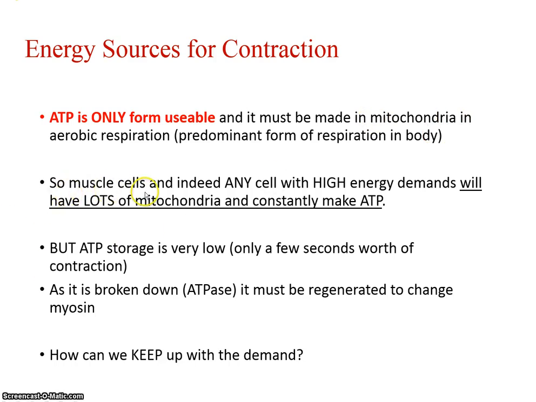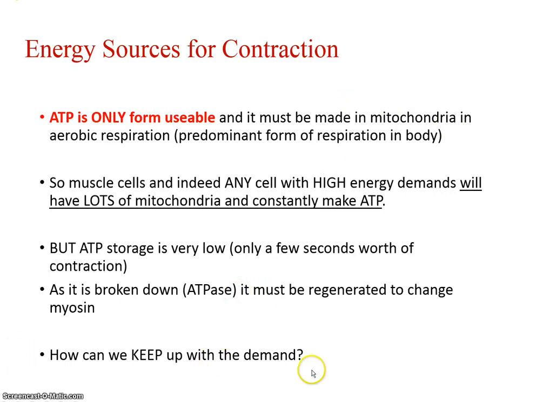Muscle cells, right? It said any cell with high energy demands, high needs for ATP, will have lots of mitochondria and will constantly be making ATP, constantly doing aerobic respiration. I do caveat, ATP storage is very low. It's such a volatile, unstable molecule that you can't store up and make a whole bunch of ATP, even though you're not using it. Think about being at rest, not active. You can't do that. So as it's broken down by this ATPase at the myosin-actin interjunction, it has to be regenerated. So we have this mitochondria producing ATP all the time.